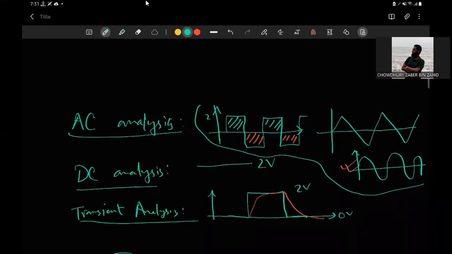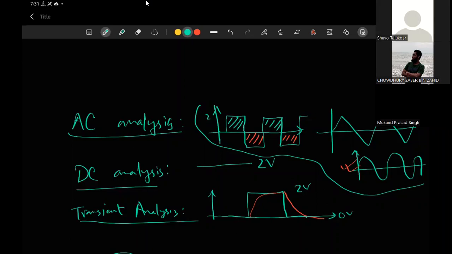Whenever you turn off your fan, the fan has an inductor inside it, and it is not ready to give up that current so easily. It takes a few milliseconds to get rid of that current. Okay, so the current slowly decays.